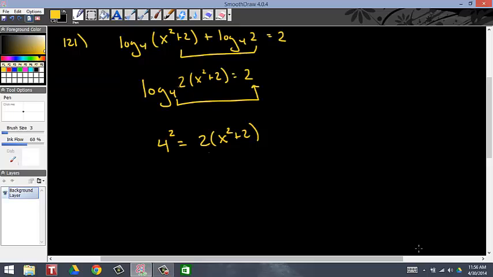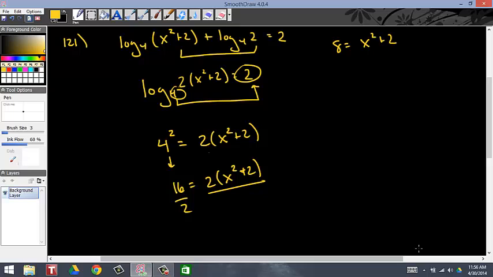I changed forms, right? This is 4 base exponent. So this becomes 16 equals 2 parentheses x squared plus 2. And then I divide both sides by 2. Anyway, divide by 2, so you get 8 equals x squared plus 2. And then you get 6 equals x squared, and then x equals plus or minus root 6.